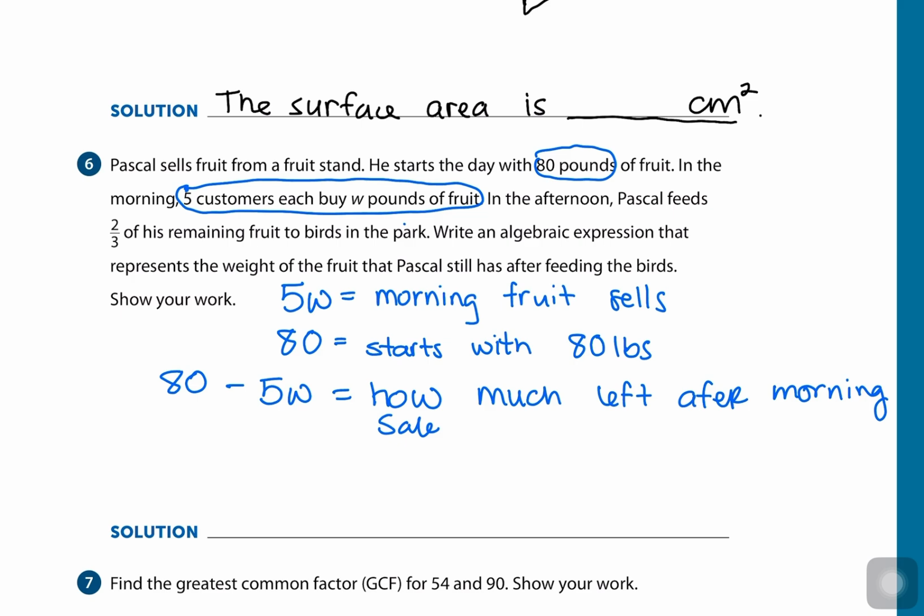Okay, and then it says he gives 2/3. So 3 out of 3 is a whole. 2/3 is what he gives to the birds. That means 1/3 is left. That's how much he has left. He has 1/3 left after feeding the birds. So 1/3 is how much is left after feeding the birds.